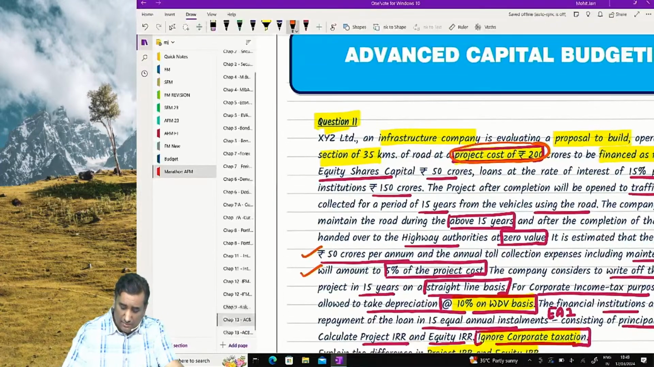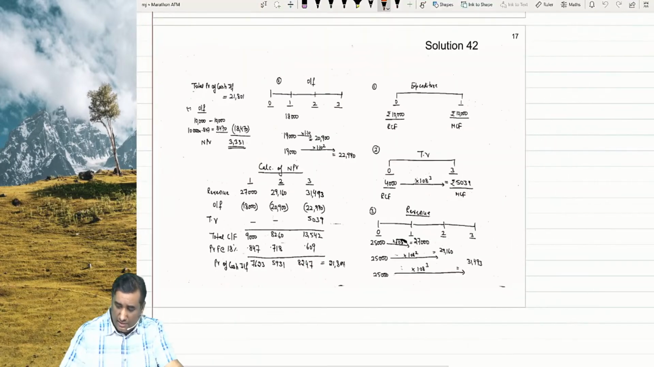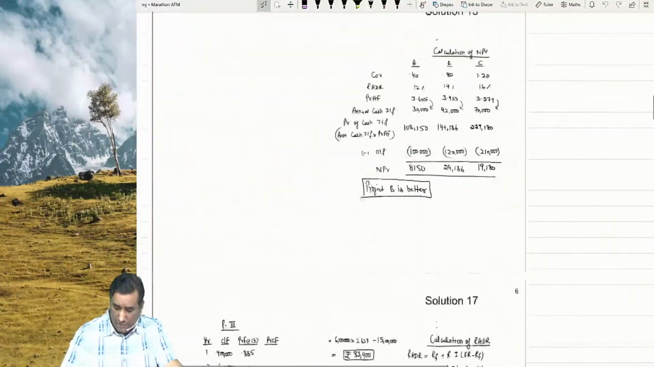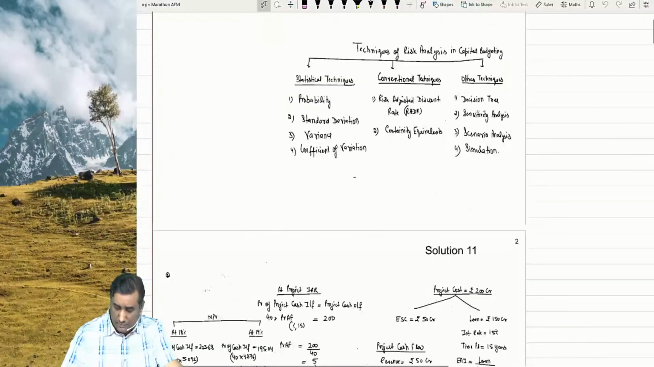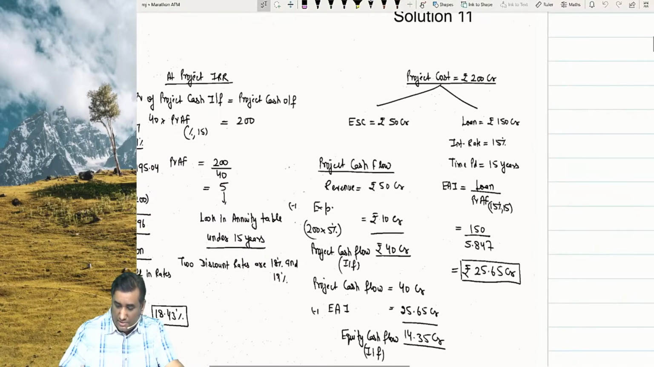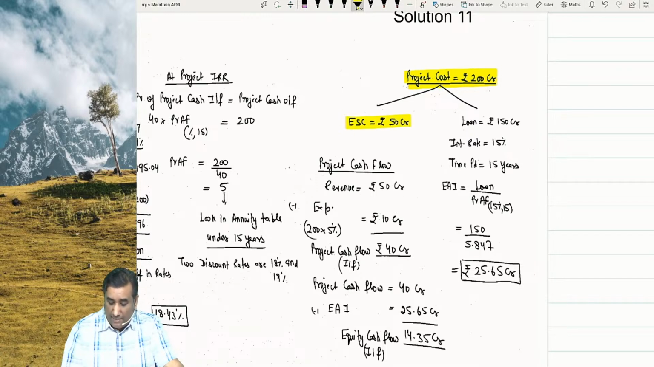So if I look at my data here, in the slide format I would have given it to you. If you look at slide number 2, we call it the project cost, which is 200 crores. Out of 200 crores, equity share capital is 50, and loan is what? 150. Now if you look at the loan, how much will you repay? In equal installments. How many years? 15 years. Interest rate is 15%, time period 15 years.